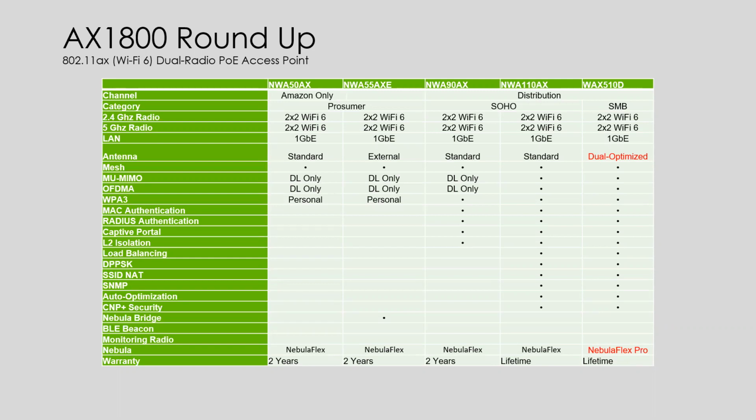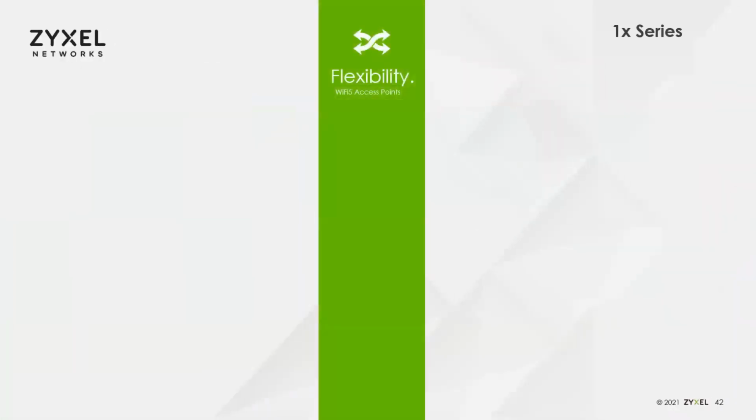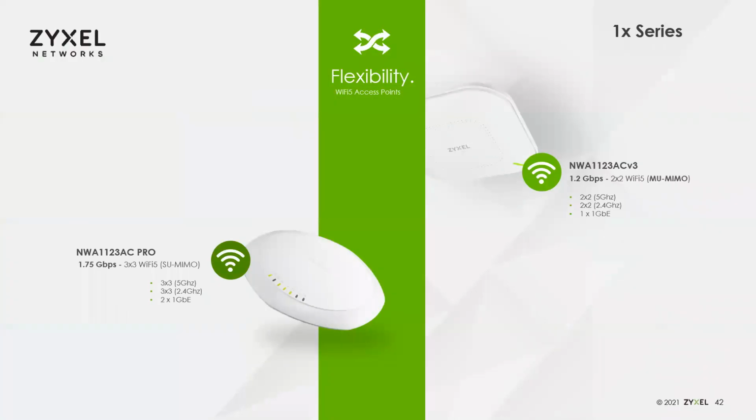Now we'll start just going through all of our access points. So we'll start here with our 11AC products. These are going to be that flexible series. So these can be managed directly through the GUI, or you can manage them with our free Nebula cloud. So we've got 2 models here. We've got an NWA 1123 ACV3 and the NWA 1123 AC Pro. Standard antenna, dual optimized antenna. And this one gives you 3x3 on the spatial streams, where this guy here is only 2x2. And the Pro also gets you a pass-through Ethernet port, where the 1123 ACV3 does not have it.